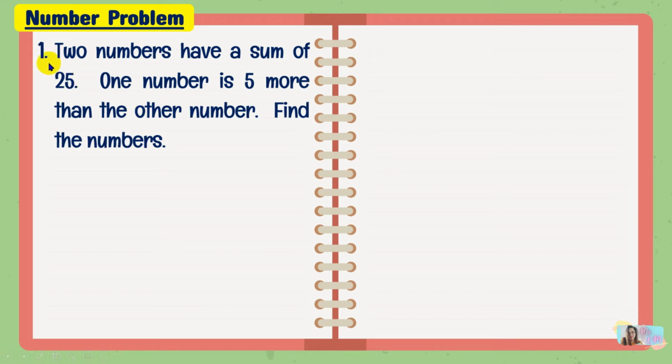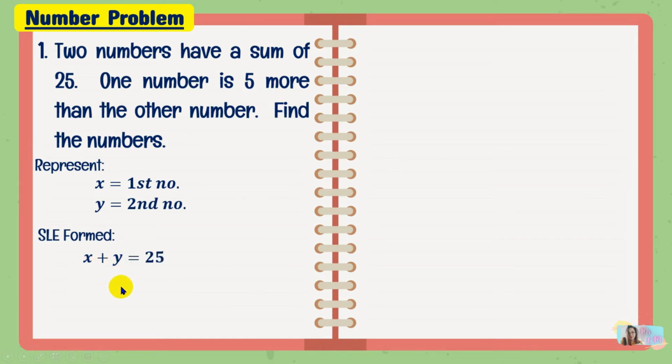First number problem, we have here two numbers have a sum of 25. One number is 5 more than the other number. Find the numbers. So, we are going to use two variables. These two numbers will be represented by x and y. Okay? And when we say sum, ang operation niya po ay addition. So, x plus y is equals to 25. And for another linear equation, one number is 5 more than the other number. Meron daw pong isang number na mas malaki ng 5 kesa dun sa isa. So, we have here y is equals to x plus 5.